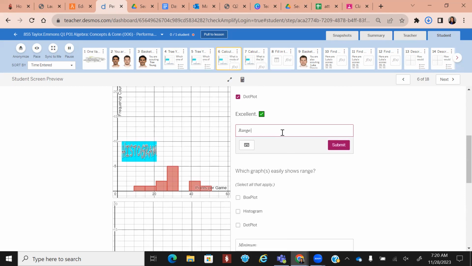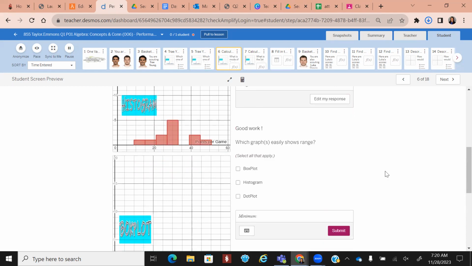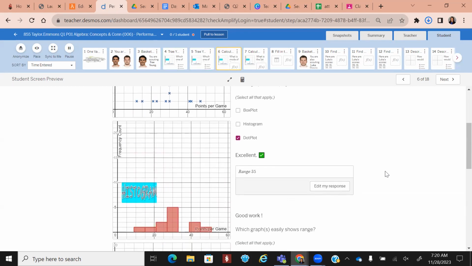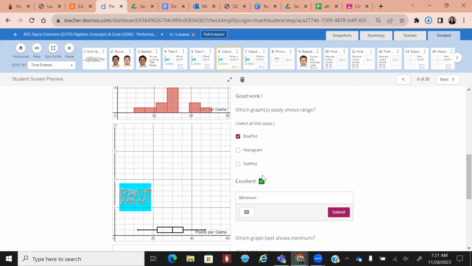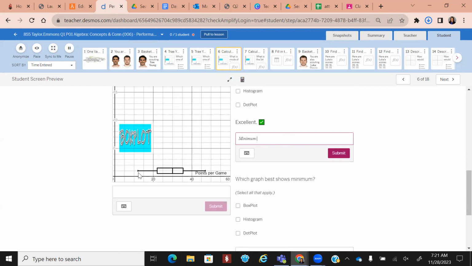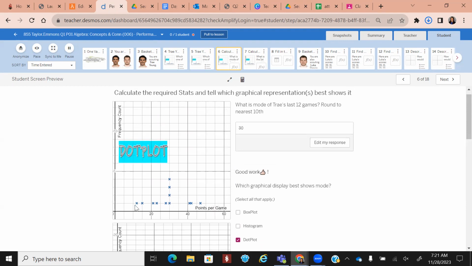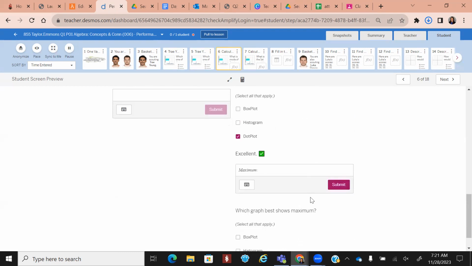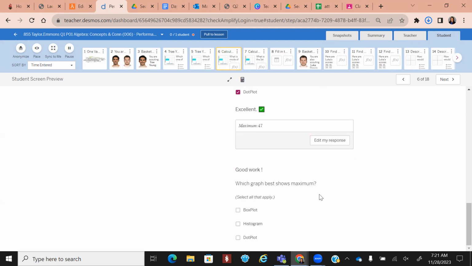Okay, what about the range? 35. So how do we find the range? Okay. Which graph usually shows the range? Dot plot, maybe? Box plot? What's the minimum? The minimum. Remember, we can click on the dot plot and it shows us 12. Which one best shows the minimum? Maybe the dot plot. What about the maximum? That's 47. And it's the dot plot.